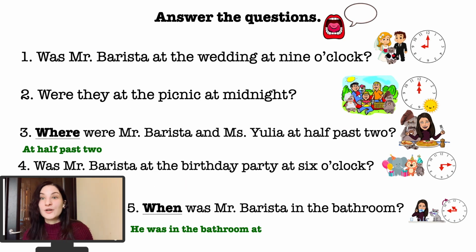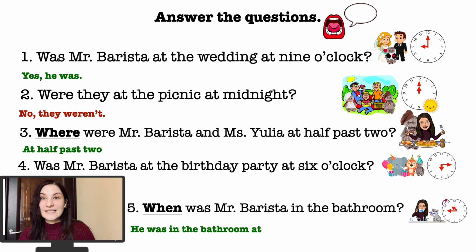Now, you need to answer the questions about Mr. Barista's diary. Question number 1. I will read it and you can try to read it yourself. Was Mr. Barista at the wedding at 9 o'clock? Look at your sentences, look at the picture, and try to answer. You need to say yes, he was, or no, he wasn't. Yes, he was. Good. Question number 2. Were they at the picnic at midnight? Pause the video and try to answer.